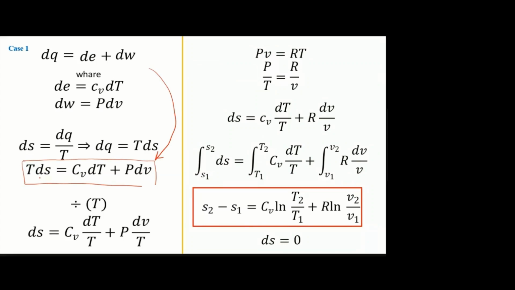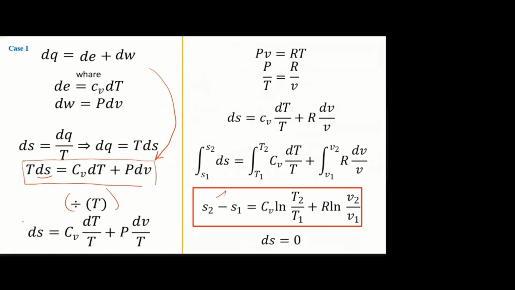Now I need only the ds term. I don't want this T. So divide this equation by T. So T gets cancelled and you get only ds. Here I am getting Cv dT by T. Here I am getting P dV by T. So the final equation is this one, s2 minus s1, that is in terms of s.